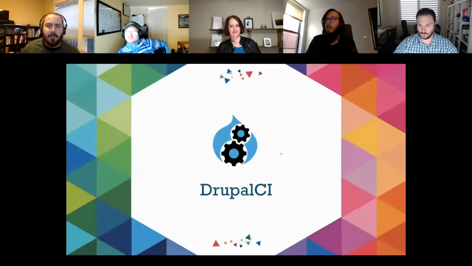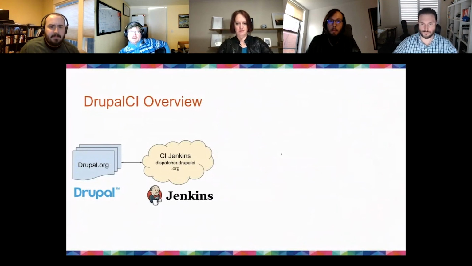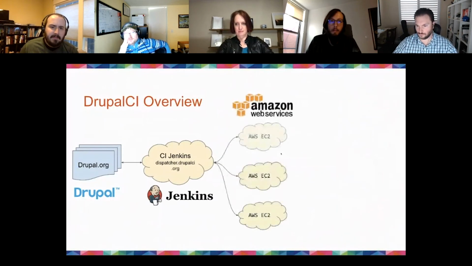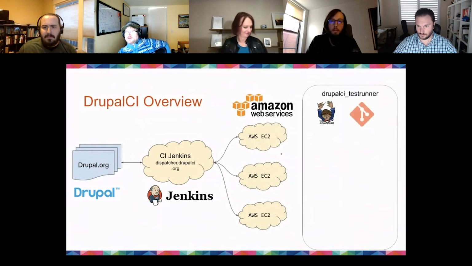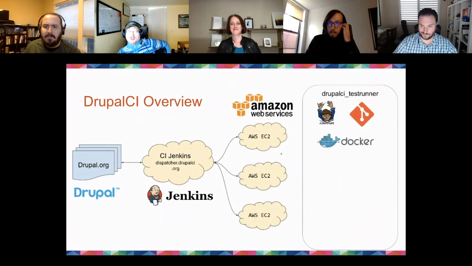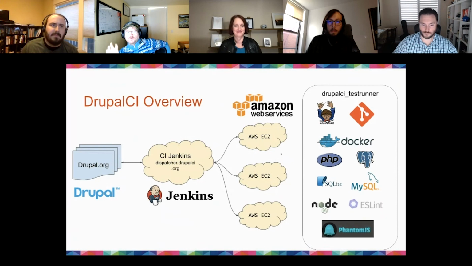There's been some changes related here, both because of the Composer things and because of some of the Drupal 10 preparations and things like that. Drupal CI: Drupal.org communicates with Jenkins, which goes to Amazon EC2, which then kicks off the test runner. So what we're changing is we're replacing the way Amazon and Jenkins communicate to all run on Kubernetes.